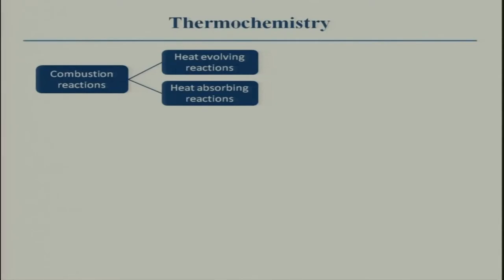In a combustion reaction, heat can be evolved during the reaction, or heat can be absorbed during the reaction. If it is evolved, what do we call it? We call it an exothermic reaction. If it is absorbed, we call it an endothermic reaction. So the question arises, if some heat is being evolved and we need to find it out during certain reactions, then we will have to find out the heat of reaction. How will we find out the heat of reaction?